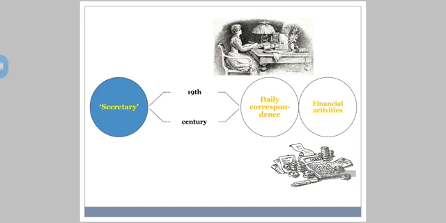Now, daily correspondence means writing. Daily correspondence means to provide to another person something in writing, or you are writing for the other person or on someone's behalf. In the 19th century, secretary was a person who used to do daily correspondence and the financial activities for the other person.